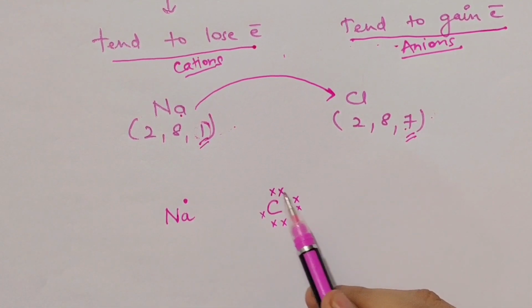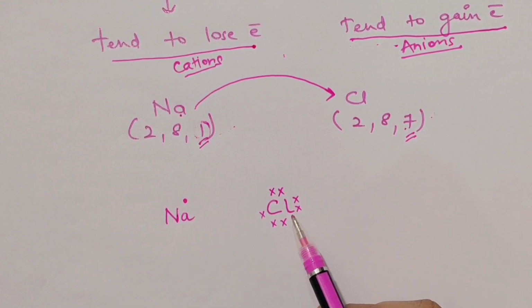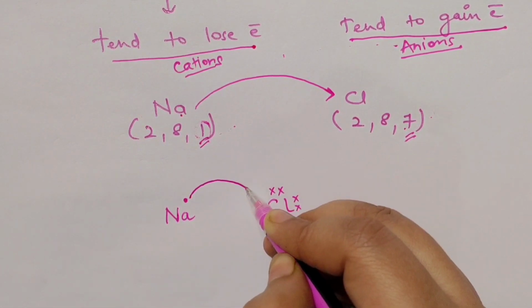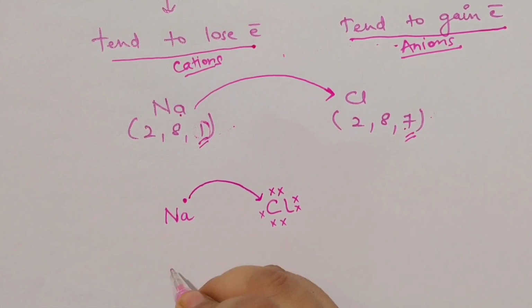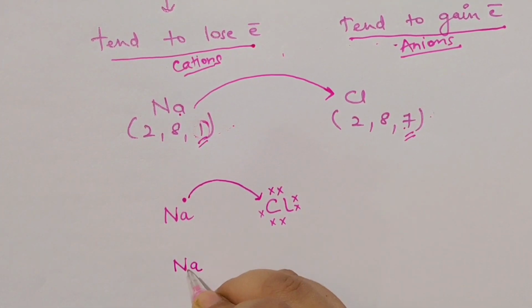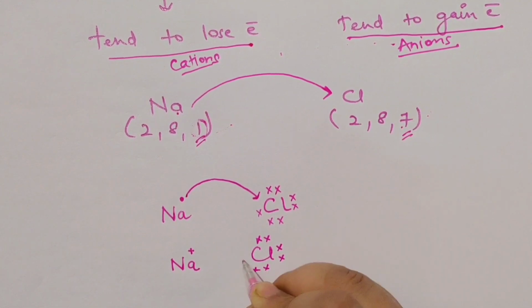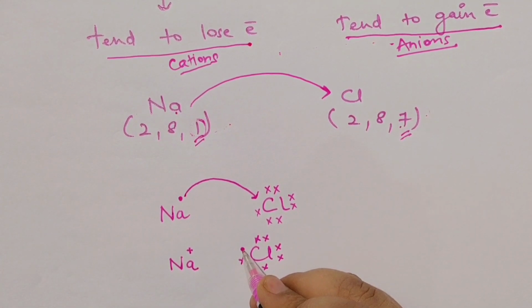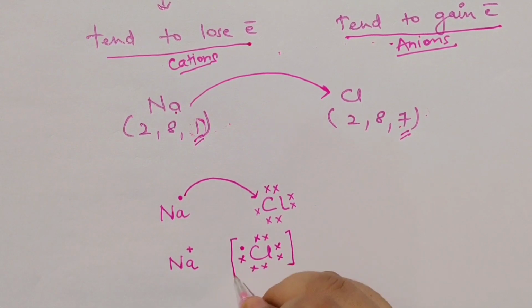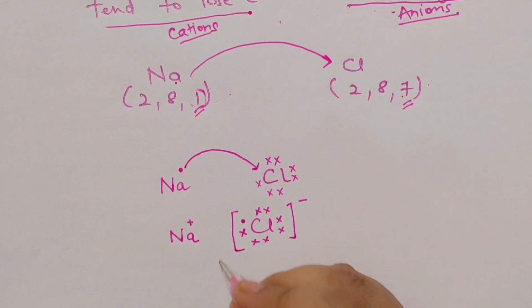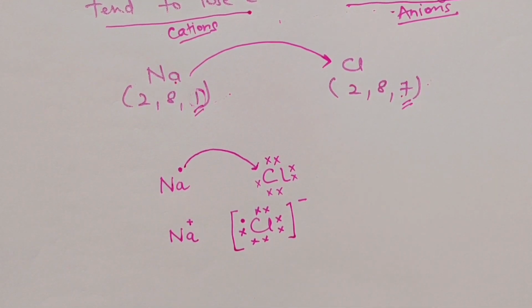Okay, now we have shown 7 valence electrons of chlorine around its symbol. Next up, we will show that the sodium is losing this electron to chlorine. In doing so, since sodium has lost its electron, it has formed a positive charge. Chlorine, since it has gained one electron from sodium, has gotten a negative charge. Okay, so this is the cation, this is the anion, and they will form a compound together. So this is how we have to show the electron transfer.